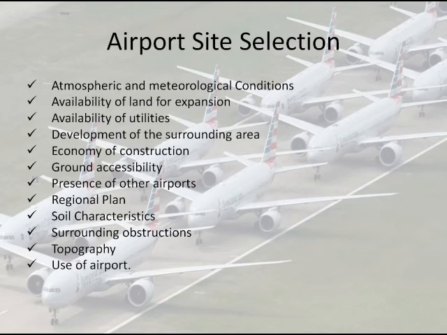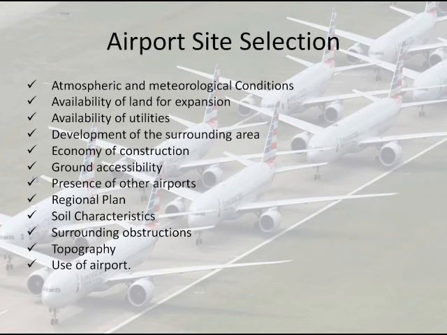The 10th characteristic that is desirable for airport site selection is surrounding obstructions. The airport site should be clear of the obstructions likely to interfere with the landing and taking off operation of the aircraft. If they are existing, it should be possible to clear them easily. For any future erection of obstructions, the steps should be taken to implement height restrictions in the surrounding area of the airport.